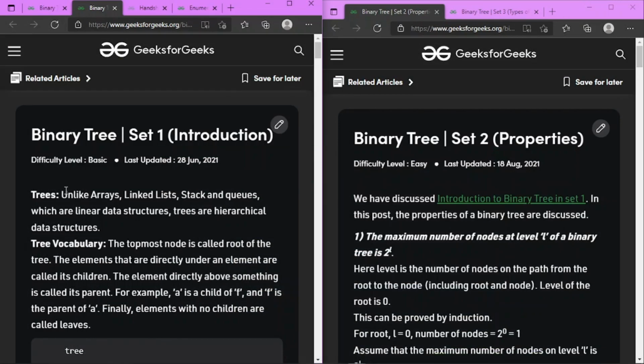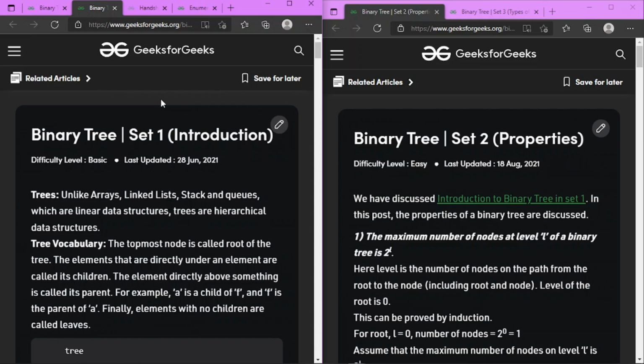First of all, I will discuss what trees are, and then we will go to binary trees and see some of their properties and variations. So let's first understand what a tree is. A tree is basically a data structure that has nodes as its elements, and unlike arrays, linked lists, stacks and queues, which are linear data structures, the tree data structure is hierarchical.